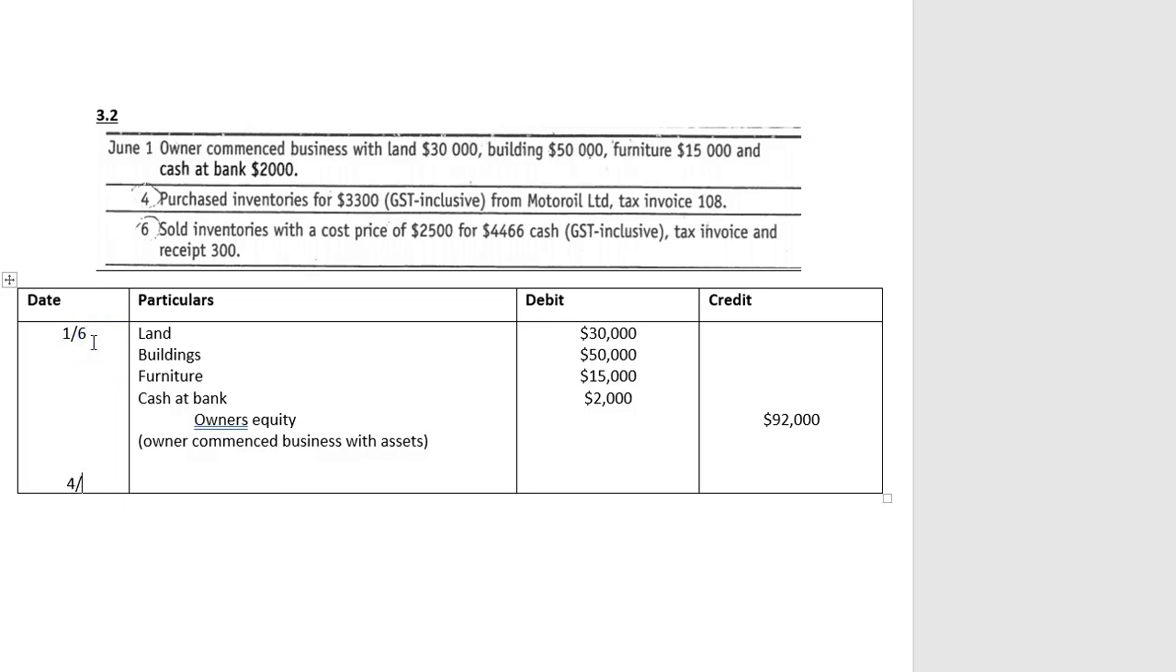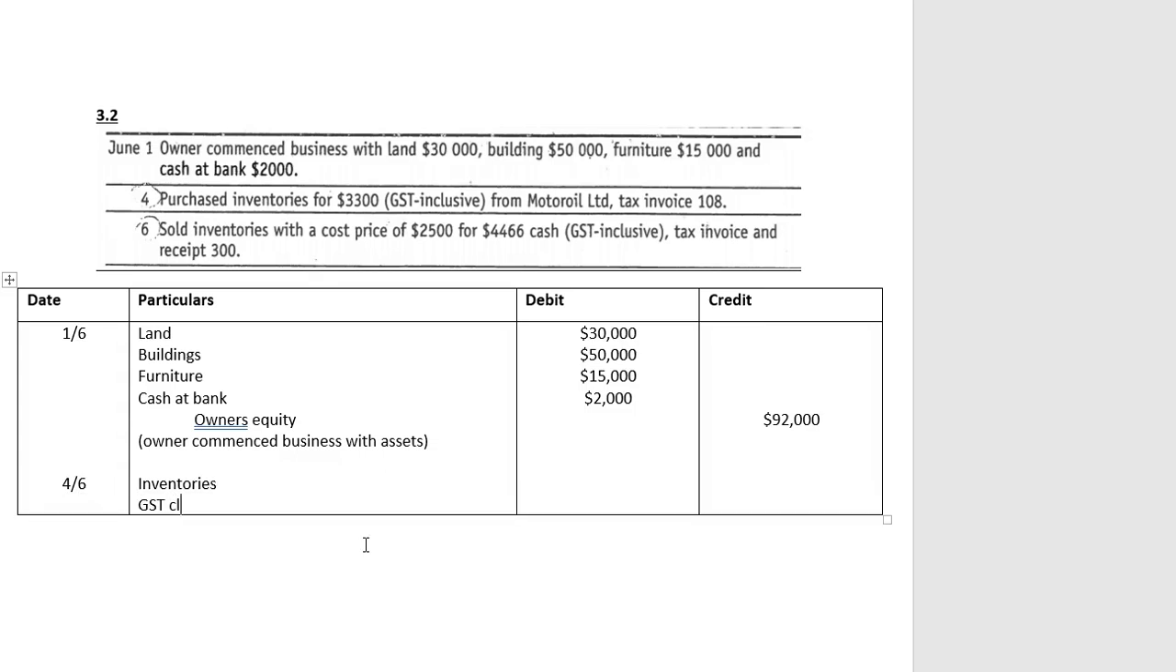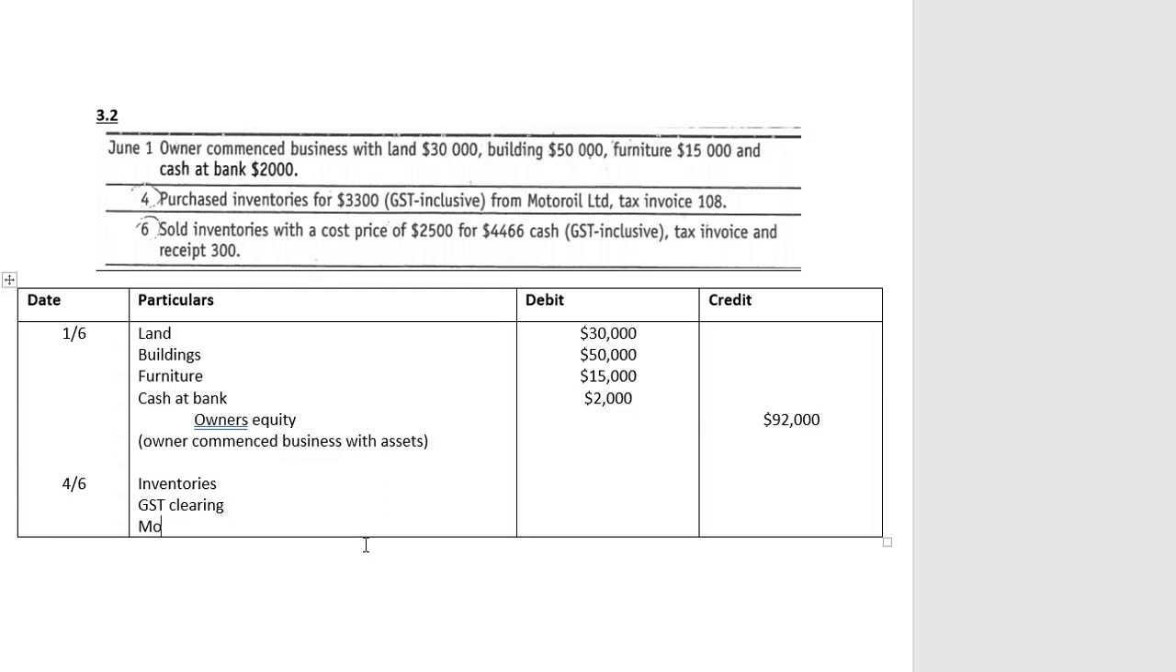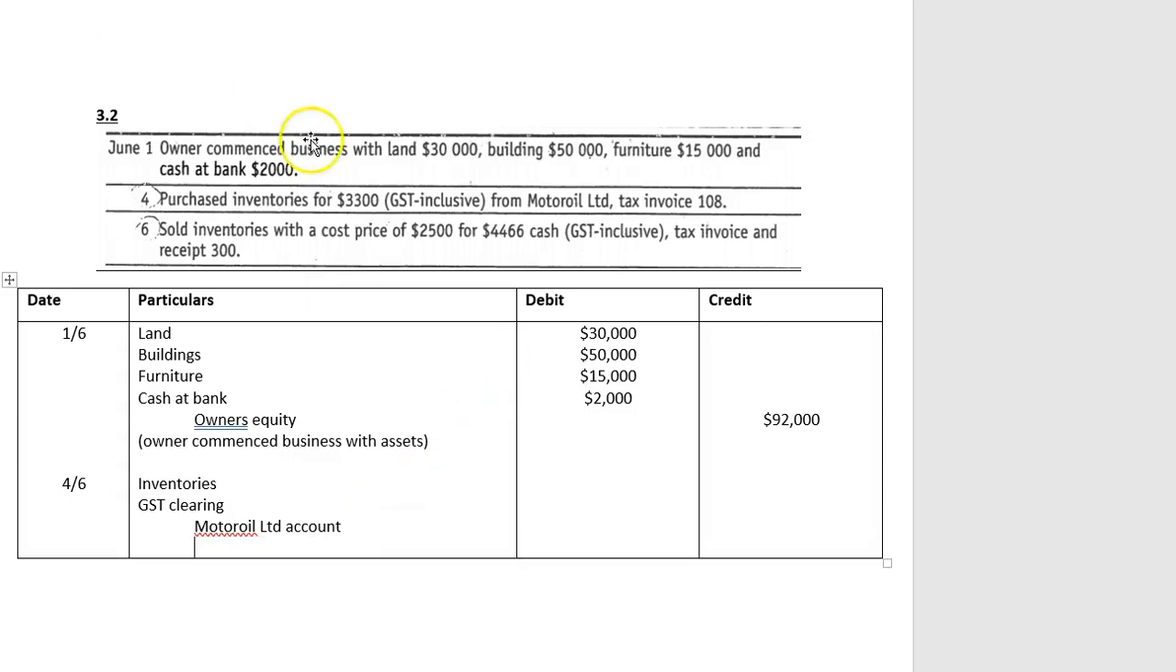Okay, next journal. So 4th of the 6th, we bought inventories for 3,300 from motor oil. Doesn't say anything about paying cash or check, so we're assuming that that's going to be an account payable. But our inventories, which is an asset, is going up. It's going to be a debit. We also need to think about GST clearing, and we need to think about motor oil limited account. So the purchaser is inventories, which means GST stays with that in a debit. And motor oil gives us the credit. Motor oil is going to have that full amount because they pay us the full amount.